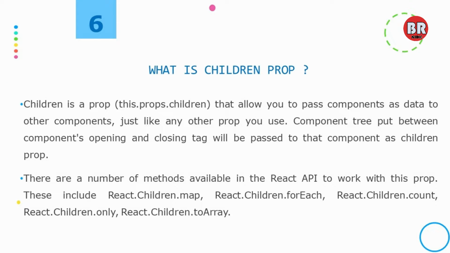What is the children prop? Children is a prop, this.props.children, that allows you to pass components as data to other components, just like any other prop you use. Component tree put between a component's opening and closing tag will be passed to that component as the children prop. There are a number of methods available in the React API to work with this prop. These include React.Children.map, React.Children.forEach, React.Children.count, React.Children.only, React.Children.toArray.